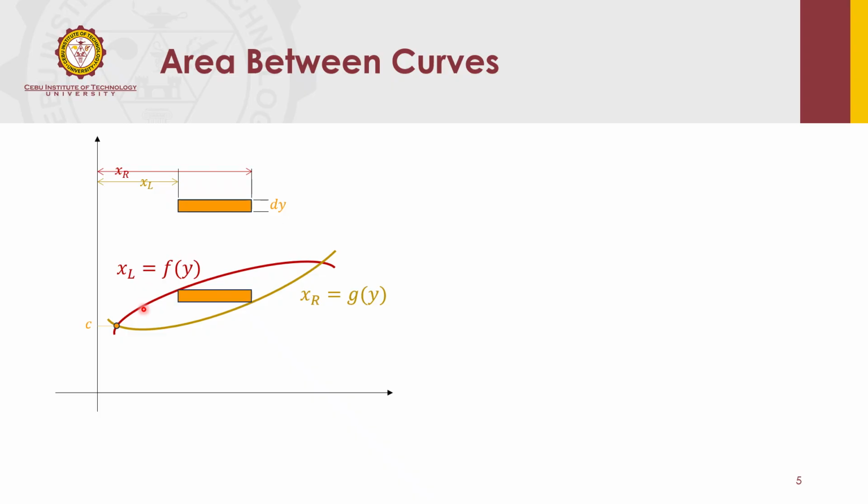And we use the limits that are y coordinates of this point, which is labeled C, and for the other point, labeled D. Okay, and again, the product of the length of the strip and its width evaluated from C to D. So this x sub r minus x sub l is the length of the horizontal strip.